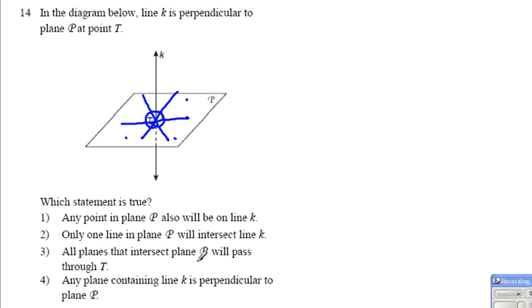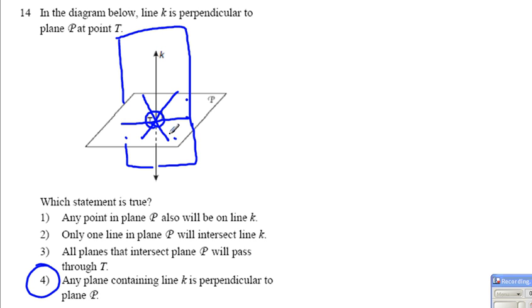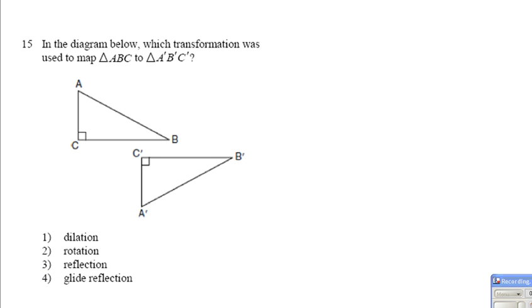All planes that intersect plane P will pass through point T. Once again, not true. But any plane containing line K is perpendicular to plane P. That will be correct because any plane that cuts across this way must always be perpendicular to plane P. So that will be our answer.